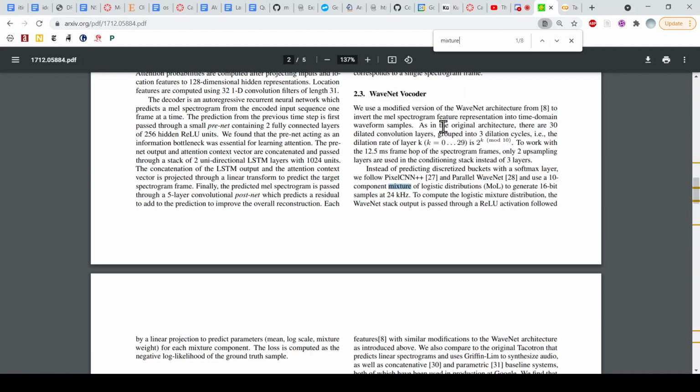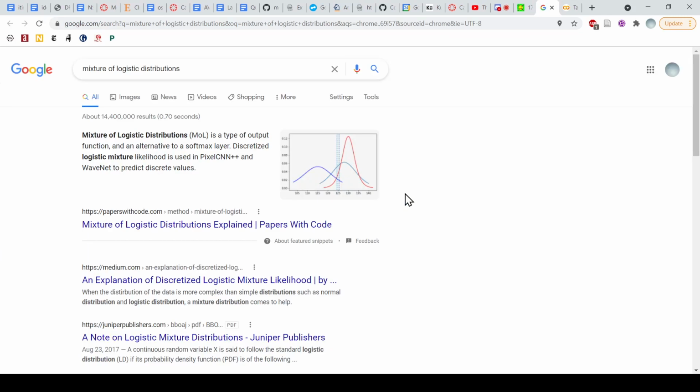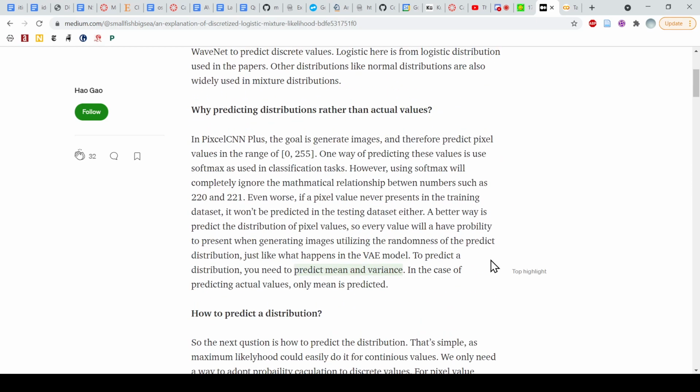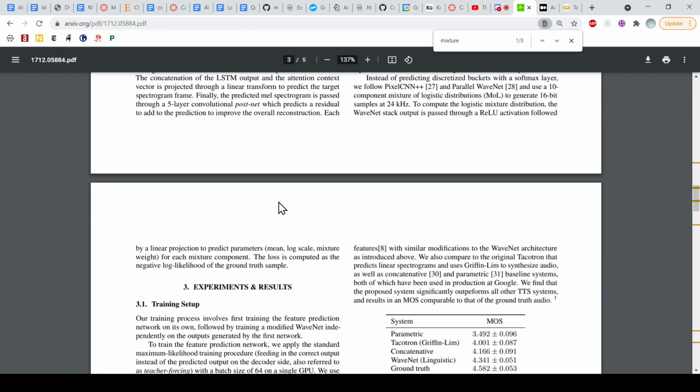Mixture, yeah. I know they mentioned that. MOL. Let's talk about what a mixture of logistic distributions is. Why predict distributions rather than actual values? So yeah, we're basically saying instead of predicting each little tiny thing, we're predicting a distribution. Instead of doing a single number, we're saying this is the mean, this is the, let's see, what else is there? Mean, log scale, mixture weight.